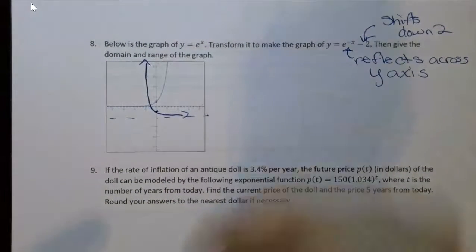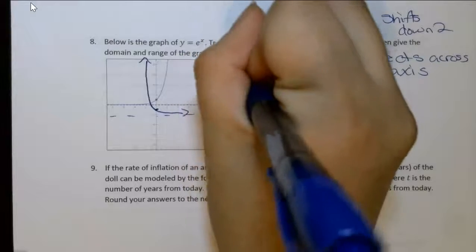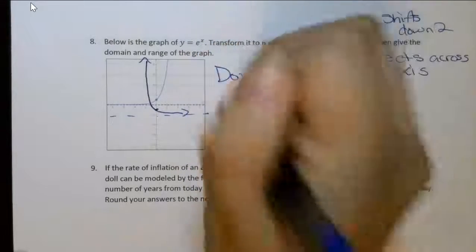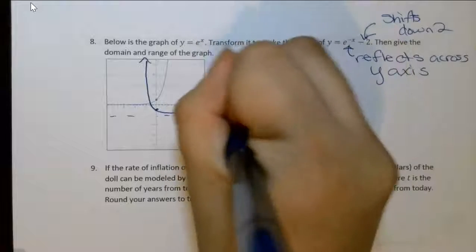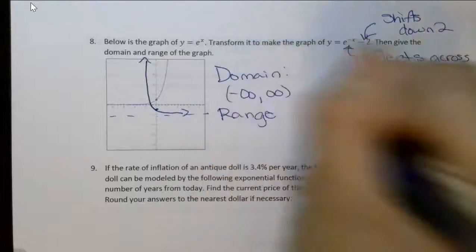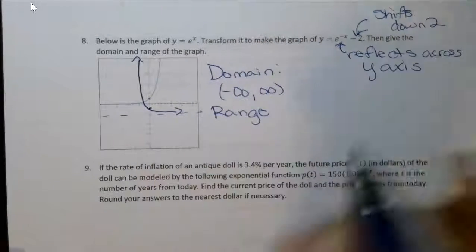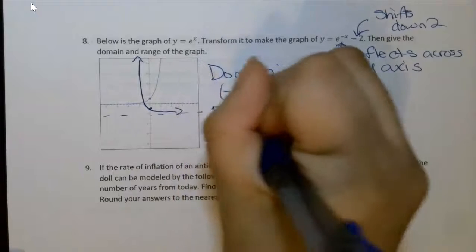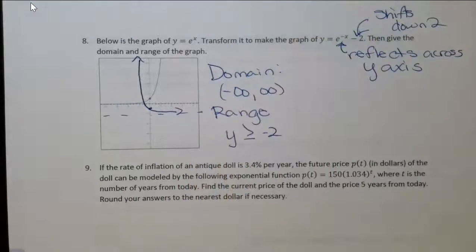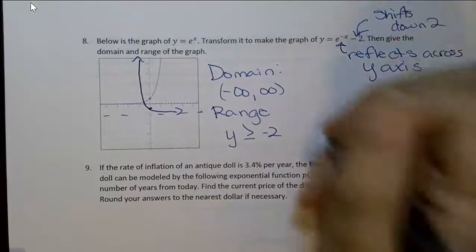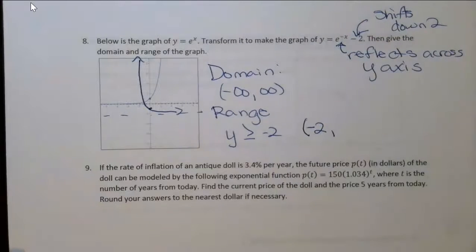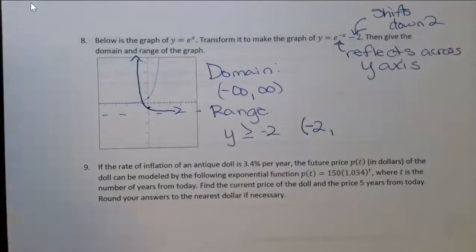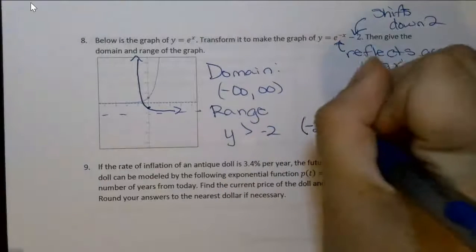It wants the domain and range. Domain can be anything, any x value can be plugged in, so I have -infinity to infinity. And for my range, it's always above the line y equals -2. So it would be y is greater than or equal to -2, but to write it in the notation we've been using, we use a parenthesis. It shouldn't be equal to, it doesn't cross that line. We use a parenthesis, and then we go up to infinity.